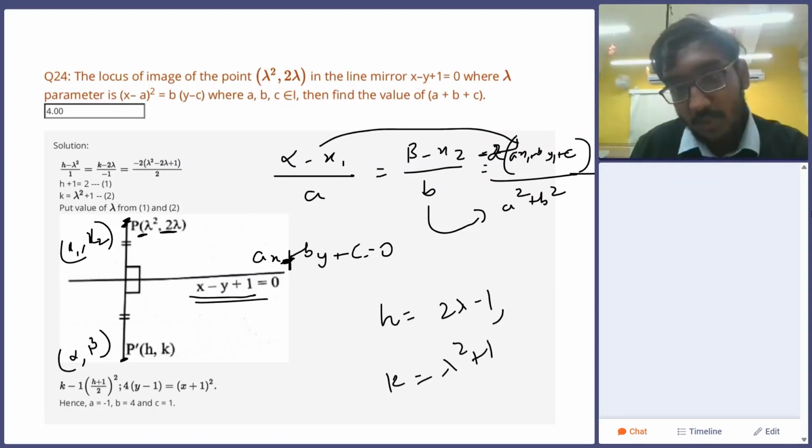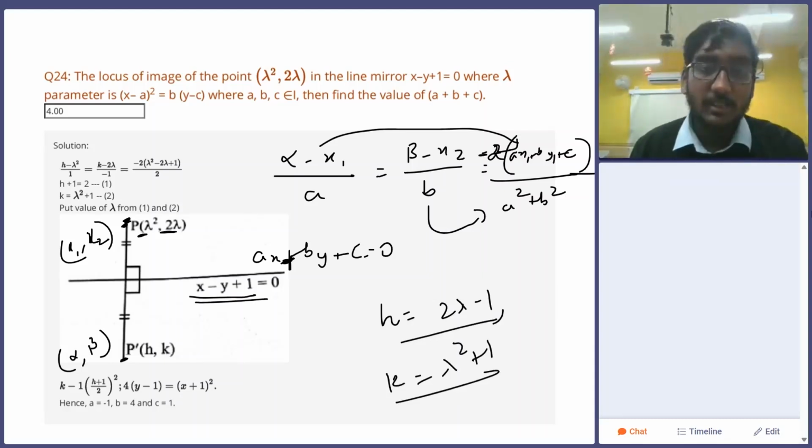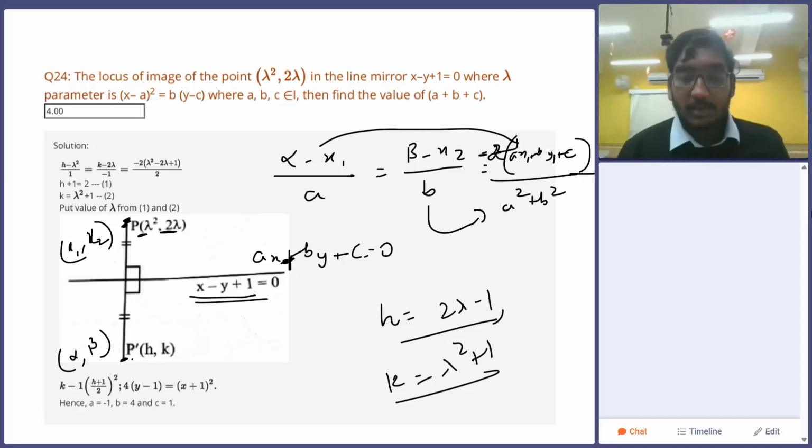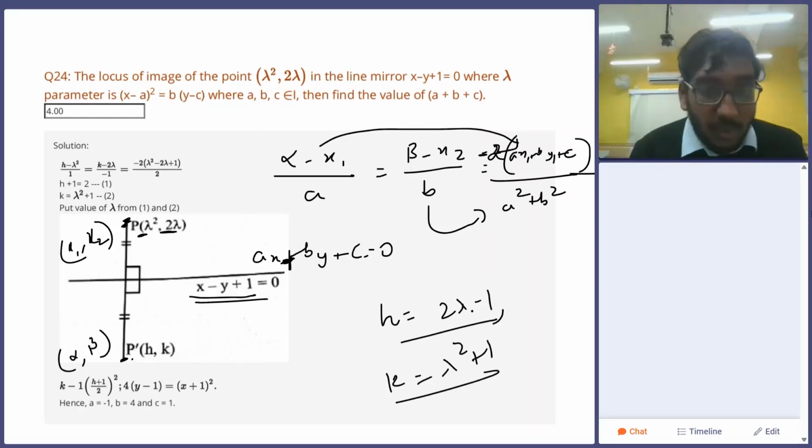So they are asking, basically this should be a parabola, and this should also be a parabola, the reflection of that. So the locus of all these h comma k points, what will be the equation of that? You can do it just by transformation. You know this parameter lambda square comma 2 lambda, right? So what will be the equation of this particular h comma k locus? It's because instead of 2 lambda you have 2 lambda minus 1. Instead of lambda square you have lambda square plus 1, no?